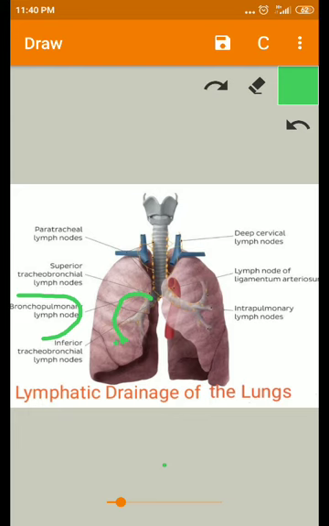Because of these connections, lymph from the deeper lymphatics can pass to the superficial lymphatics when the deep vessels are obstructed, in disease of the lungs or lymph nodes. So this is about the lymphatic drainage of the lungs.